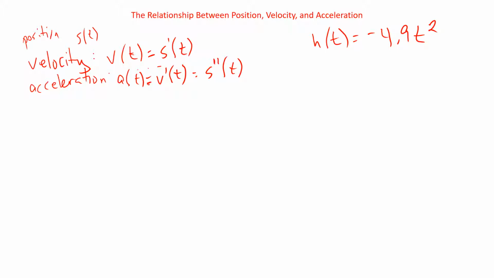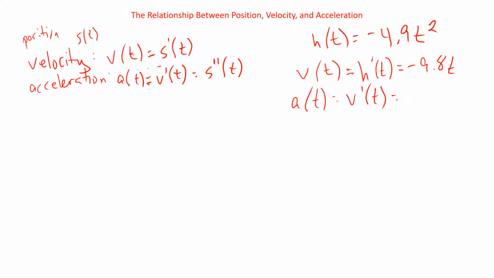So the velocity, we could figure out the velocity at any given time by taking the derivative of h. What's the derivative? 2 times negative 4.9 is negative 9.8 t. Negative 9.8. That seems familiar from my physics days. I'm sure we'll be back to that. So that's the velocity. It's negative 9.8 times t. Then the acceleration is just the derivative of that. The derivative of negative 9.8 t is negative 9.8.